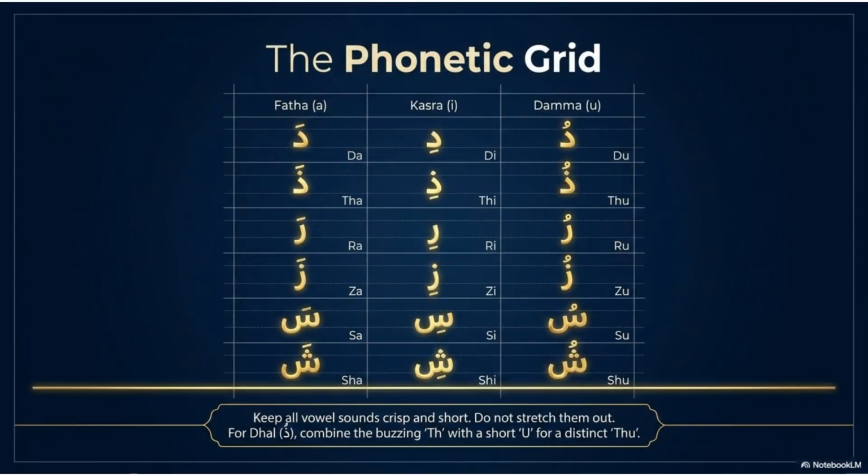Using this chart, we can see every combination of our new letters and vowels. As we go through them, remember the golden rule. Keep all your vowel sounds crisp and short. Try your best not to stretch them out as you practice each one. For example, for dal, we read da, di, du. For za, it is za, zi, zu. And for sin, it is sa, si, su.